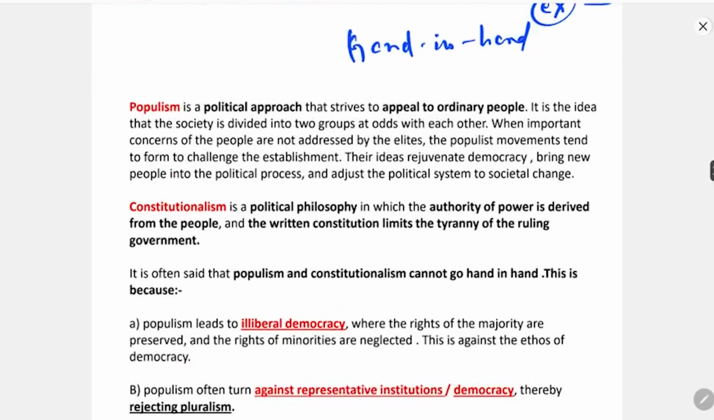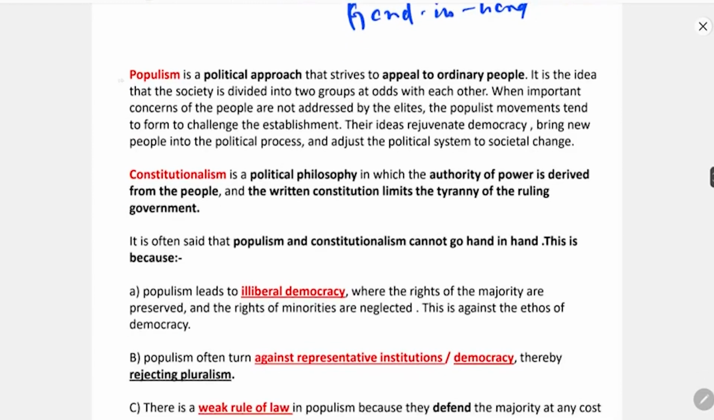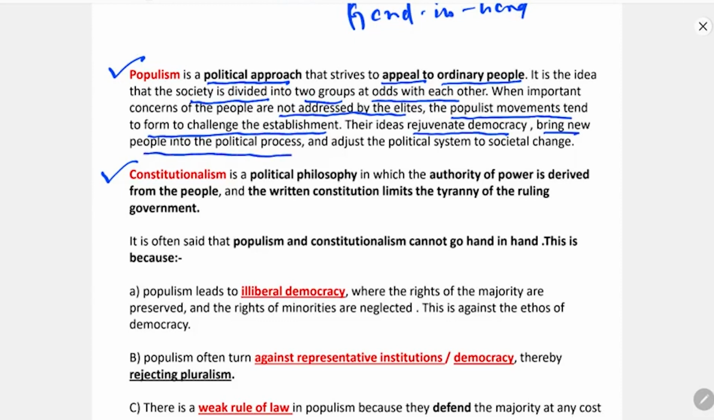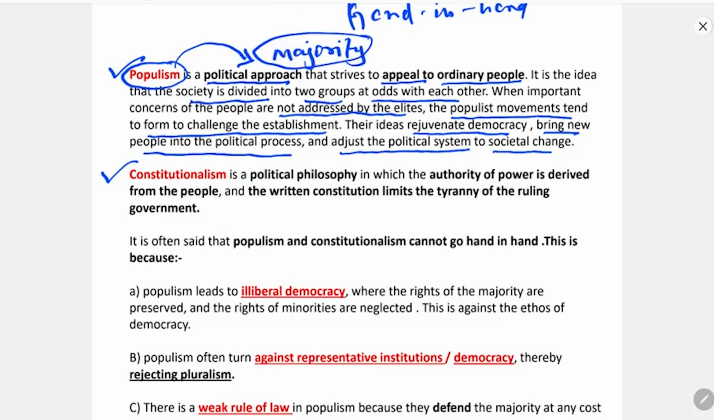Fine. So coming to the intro part, in the intro we need to give some details about what is populism and what is constitutionalism. Populism is a political approach that strives to appeal to the ordinary people. It is the idea that society is divided into two groups at odds with each other. When important concerns of the people are not addressed by the elites, populist movements tend to form to challenge the establishment. Their ideas rejuvenate democracy, bring new people into the political process, and adjust the political system to societal change. Mainly, populism is an approach that appeals to the majority of people. It means the concerns of the majority are addressed by populist movements.